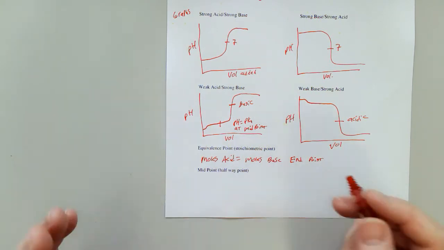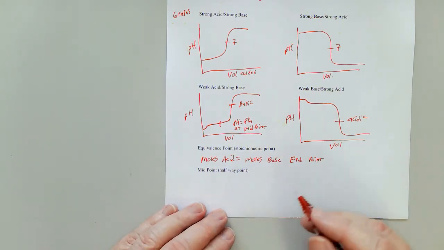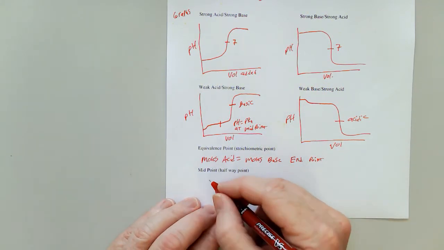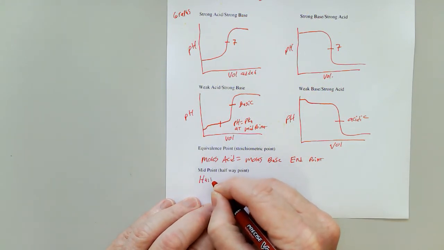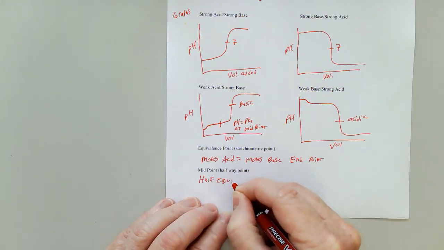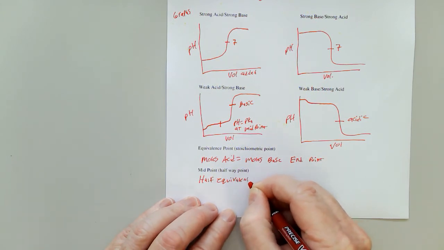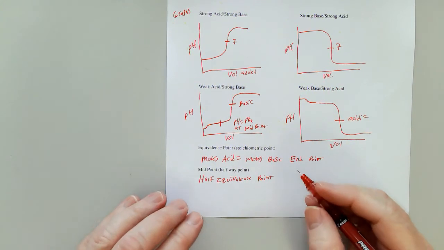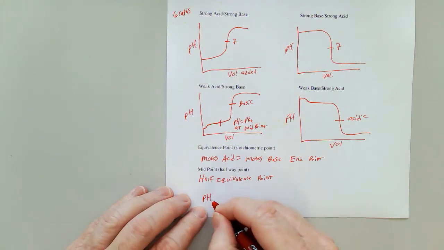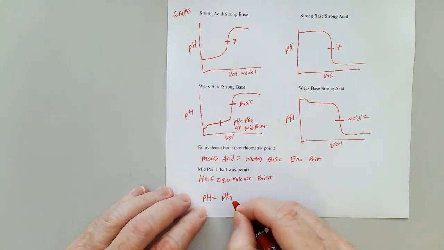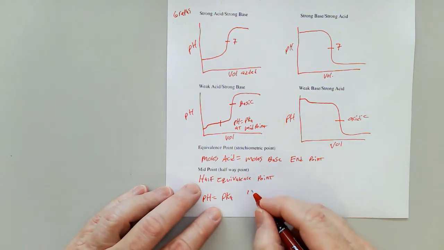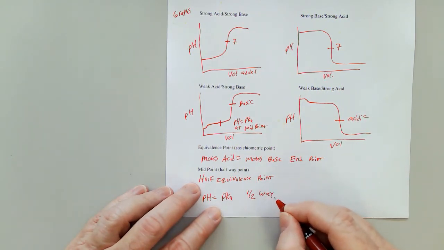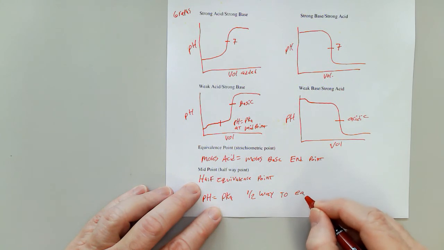So the midpoint. I was taught the name midpoint. Halfway point is the British term. Half equivalence point is popping up now in a lot of books. And I've actually seen it on the AP exam. Like we said, the pH is equal to the pKa, and it's when we are halfway to equivalence.